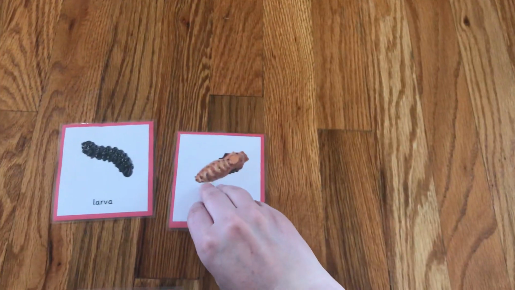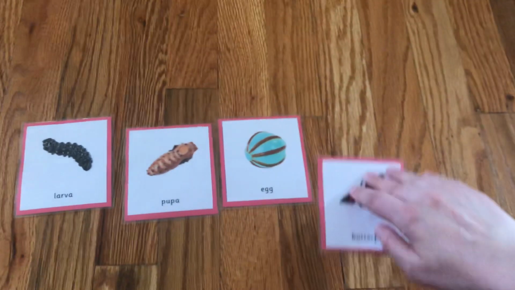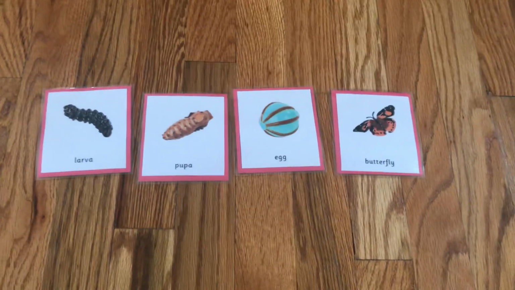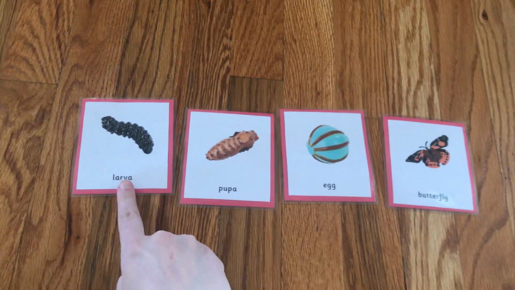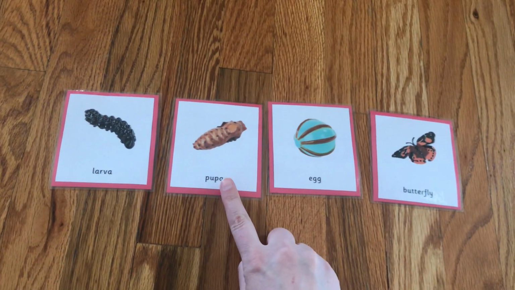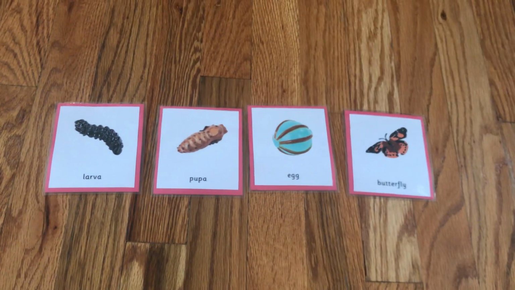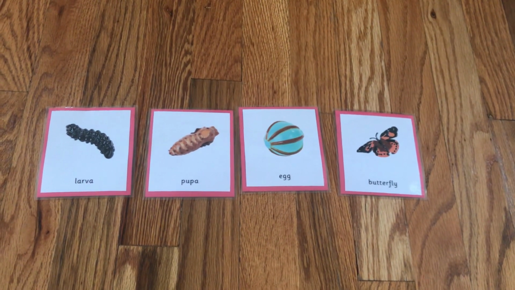Ooh, that looks interesting. This looks like an insect. Okay, so this is the life cycle of a butterfly. Let me show you some of the words of these. This one's larva. We've heard that word before. Pupa, egg, butterfly. So which one do you think goes first?